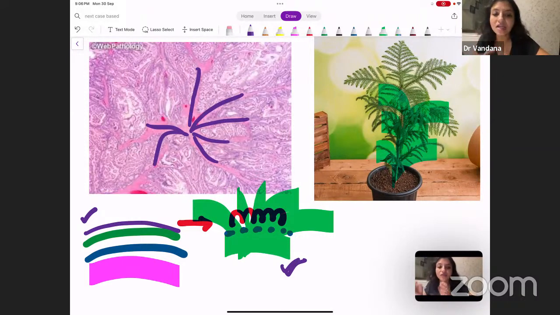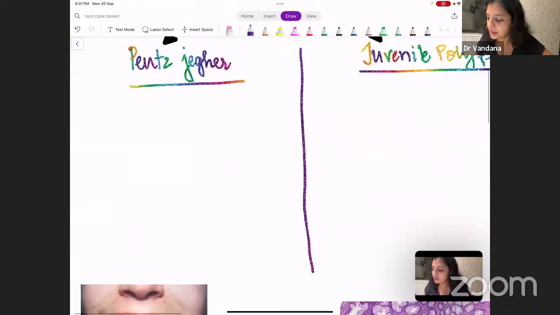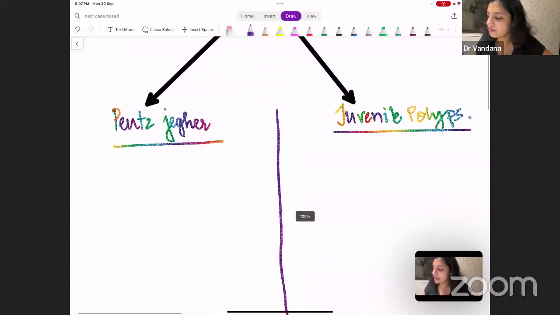With that basic introduction, let us go quickly into the types of hamartomatous polyps. For all practical purposes, we have two basic types. One is called Peutz-Jeghers syndrome. The second is called juvenile polyposis, or juvenile polyps.